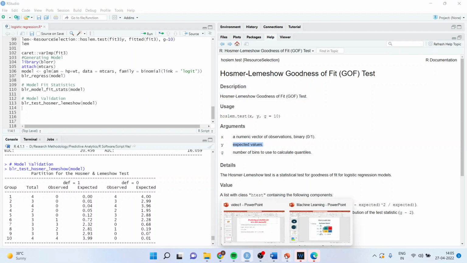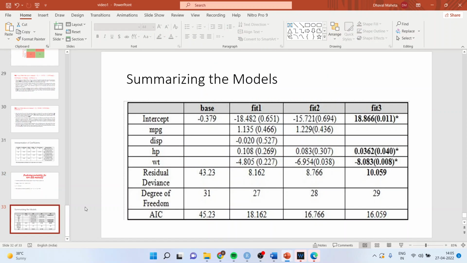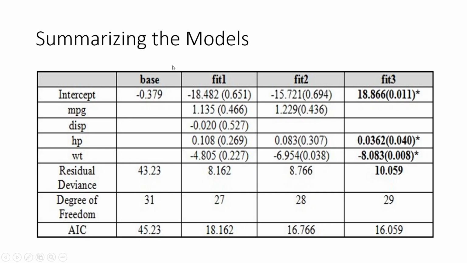How to interpret this model? Let us go back to the PPT and try to understand. Now we have created 3 models: the base model, fit1, fit2, and fit3. Horsepower is significant, weight is significant. The important thing to see is that the Akaike information criterion of fit3 is minimum, and therefore we will select this model.